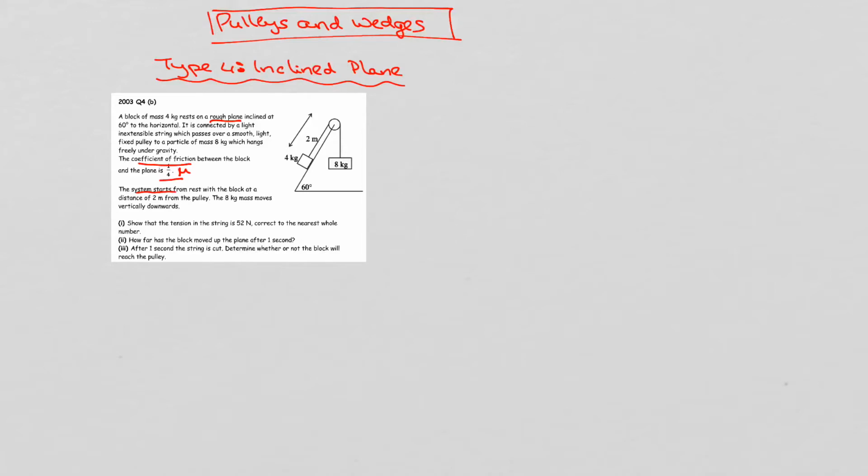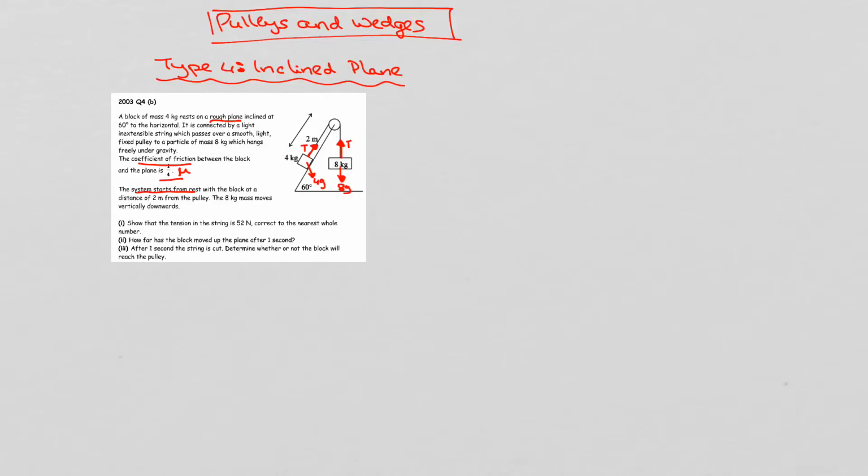We're told the system starts from rest, and the block is a distance of 2 meters from the pulley, and the 8 kilogram mass moves vertically downwards. So if we draw all our forces acting on it, just so we can get an overall picture of what's happening here in the diagram, well, we have a common string, so therefore common tension, and tension always acts away from the block. We'll have gravity acting on the block, so we're going to have our weight acting down, which is our 8g, and we'll also have weight acting down here for the 4 kilogram block, which is 4g.